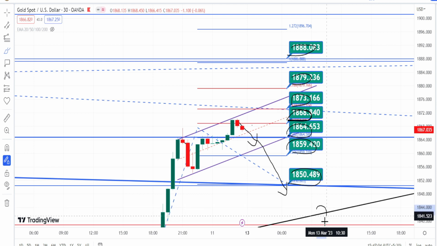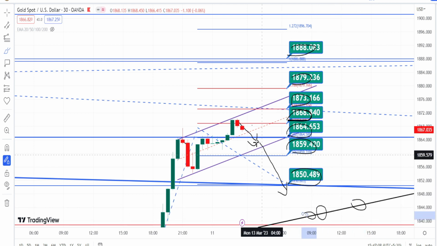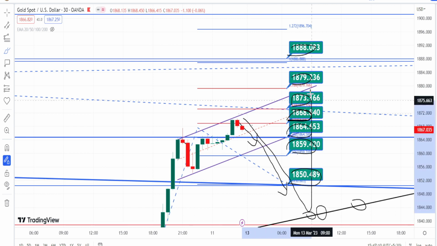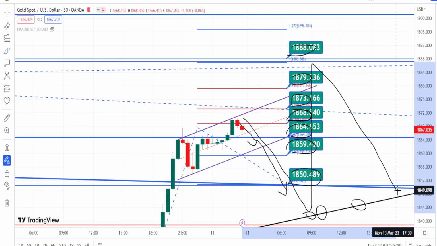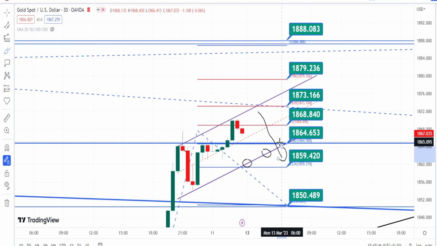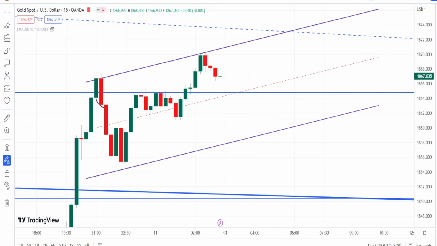And as long as the price action is trading above this trend line from the hourly time frame, we can expect the bullish trend to continue in 30 minutes time frame also. Let us look at the price action in 15 minutes time frame.